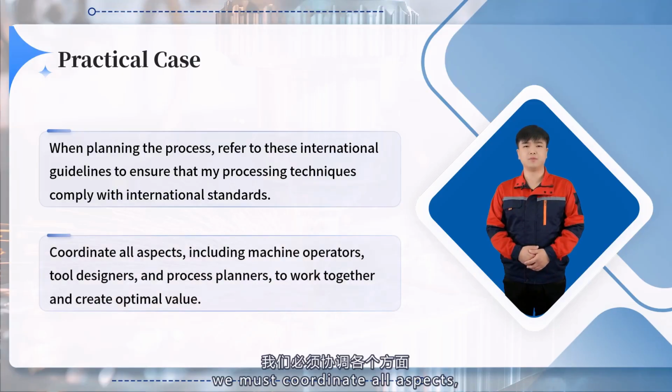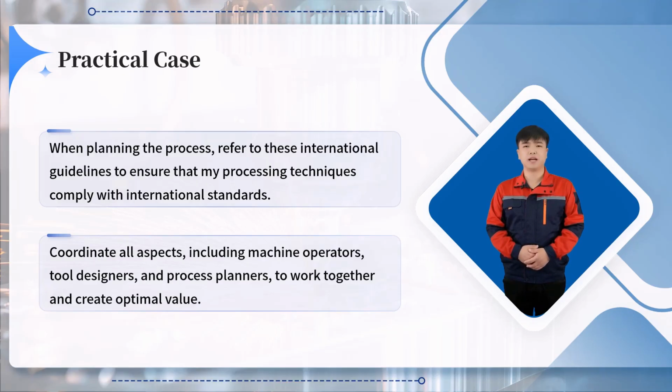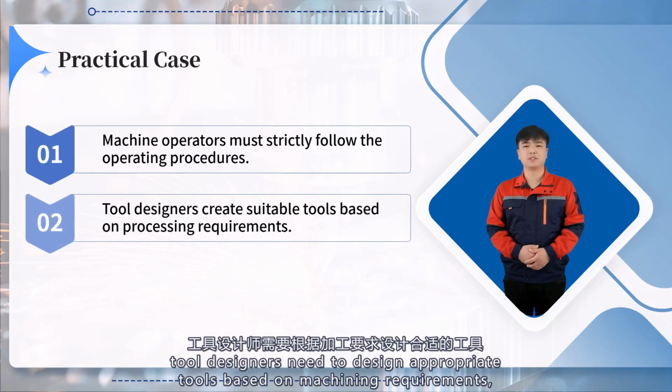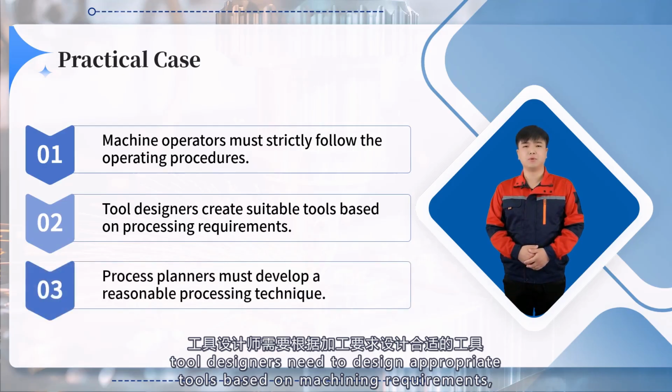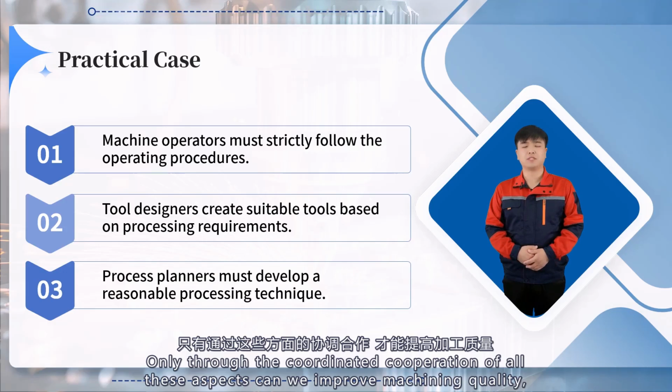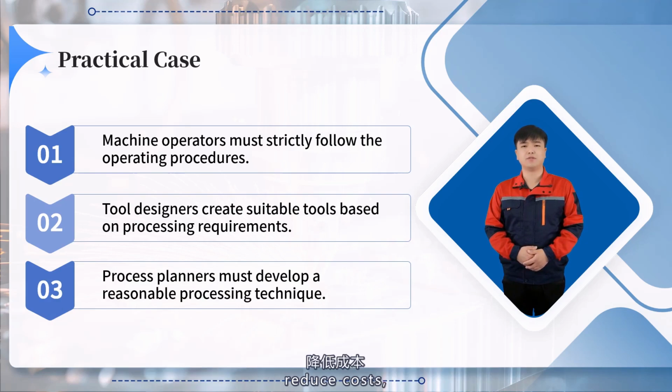At the same time, we must coordinate all aspects, including machine tool operators, tool designers, and process planners, to work together to create optimal value. For example, machine tool operators must strictly follow operating procedures. Tool designers need to design appropriate tools based on machining requirements, and process planners should develop reasonable machining processes. Only through the coordinated cooperation of all these aspects can we improve machining quality, reduce costs, and create optimal value.